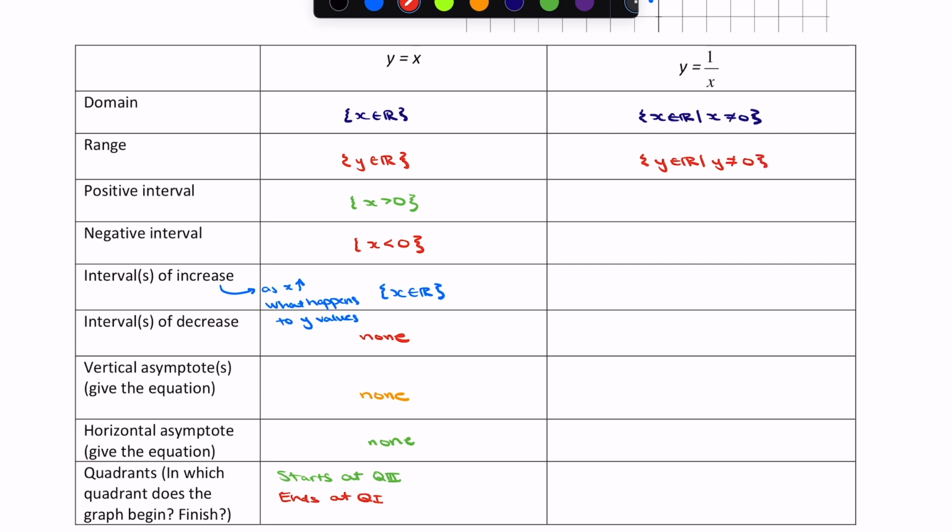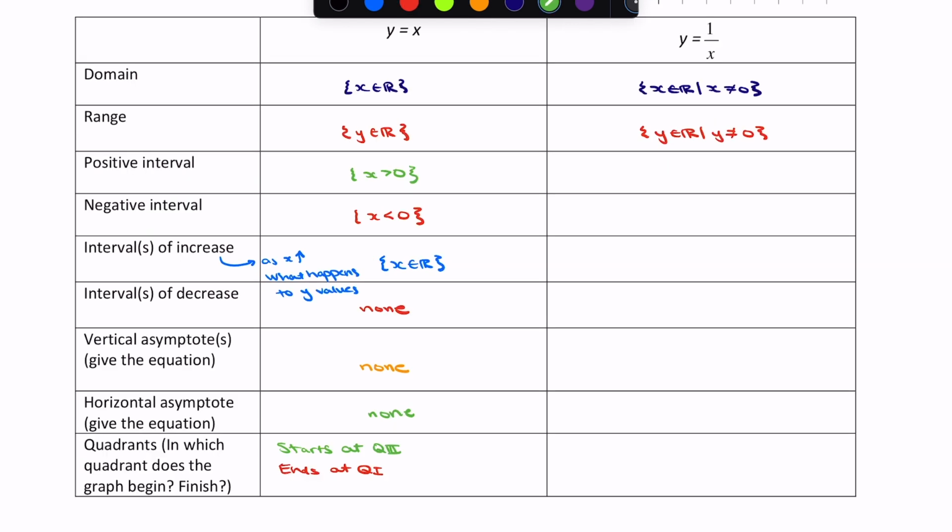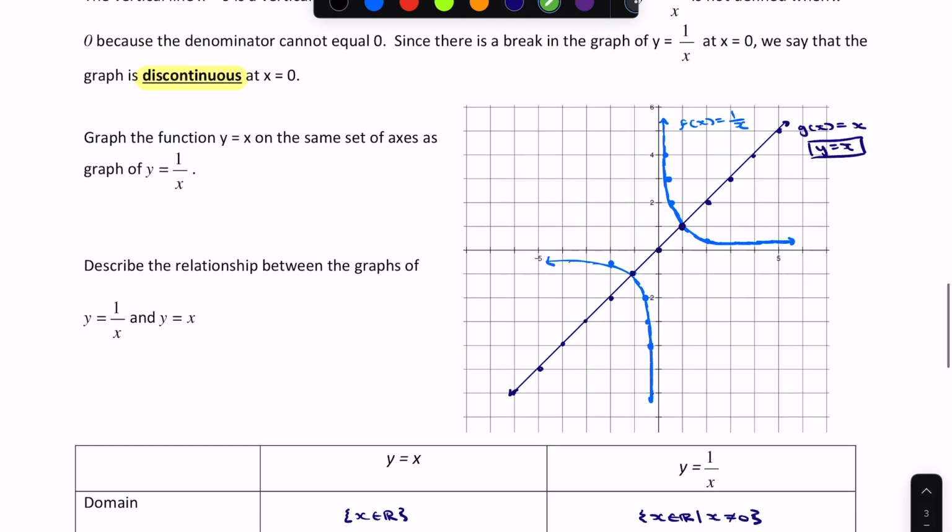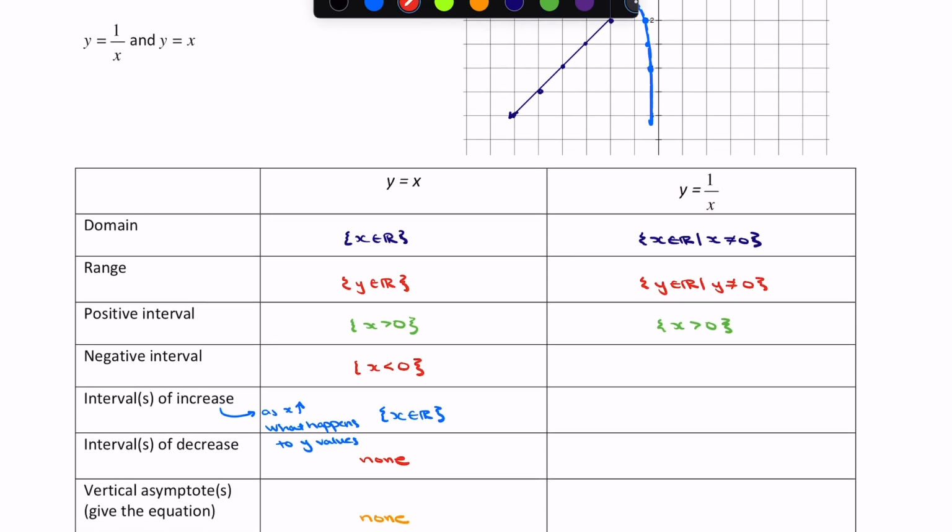When we look at our positive interval, we notice that it's actually the same as y is equal to x. So we see that here, when x is greater than 0. If we look at our graph, we see that all the positive values are when x is greater than 0. We see the same thing for x less than 0. Again, for our negative intervals, all the negative values for the function are when x is less than 0.